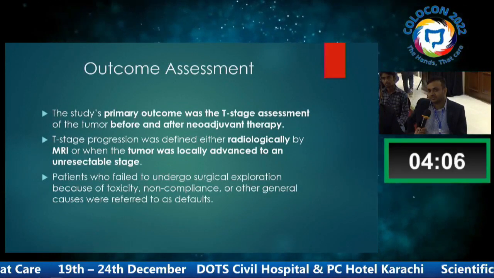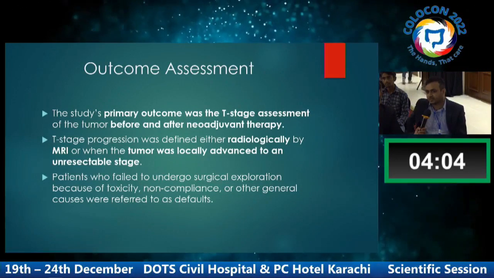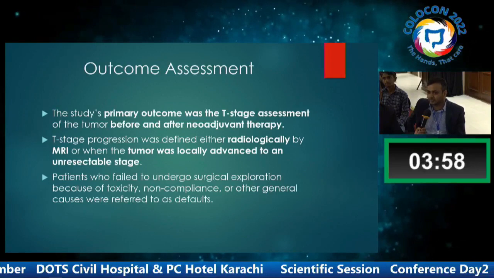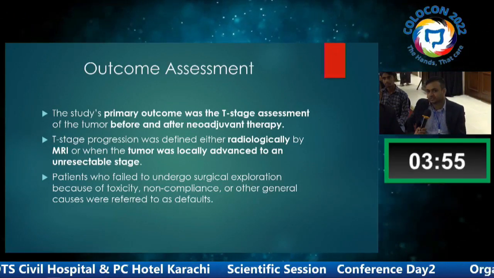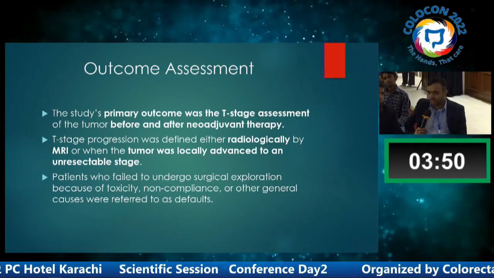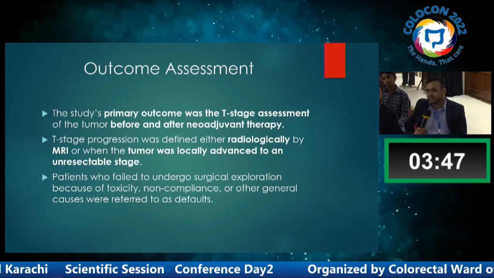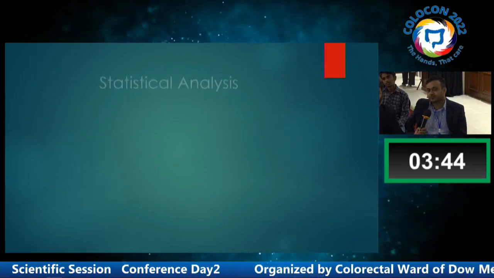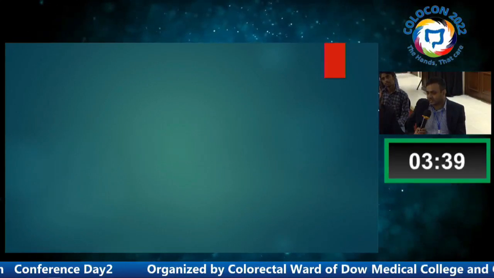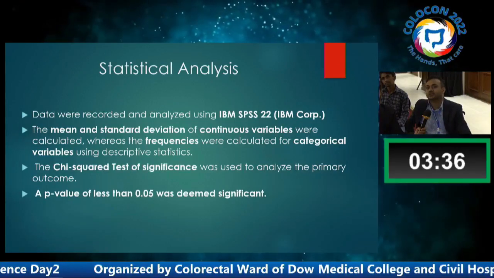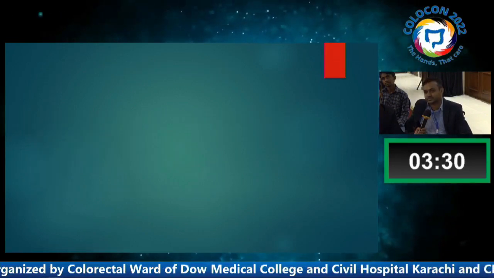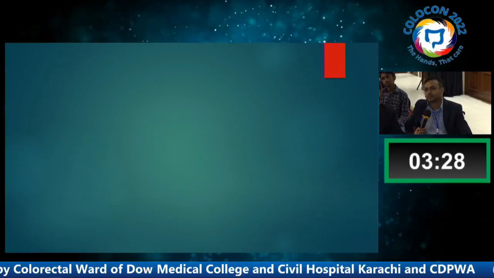The primary outcome of this study was the T-stage assessment, that is, how much the tumor has shrunk from T3 to T2 or T4 to T3 stage. After the neoadjuvant chemotherapy, the patients were re-evaluated and restaged by CT scan or MRI pelvis. The records were entered into SPSS version 22, and then the results were obtained using various tests.